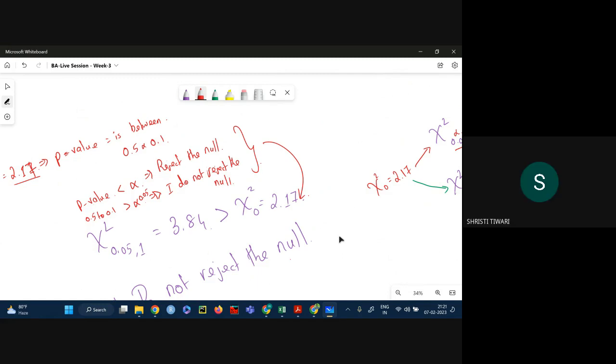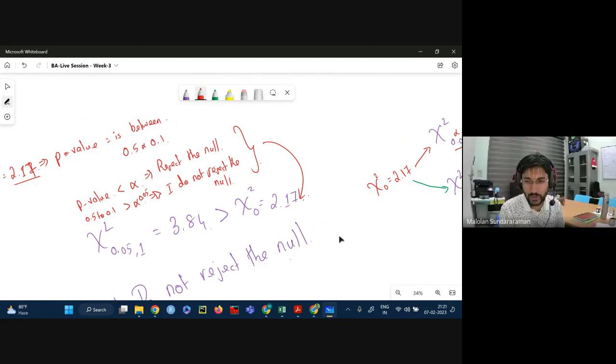So if p-value is equal to alpha, then what will happen? If p-value is equal to alpha, you will still consider it as not rejected. There is no significance. It has to be lesser than alpha; greater than or equal to, you will say not rejected.